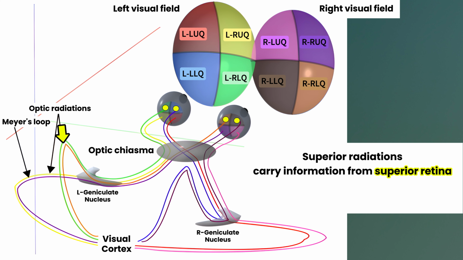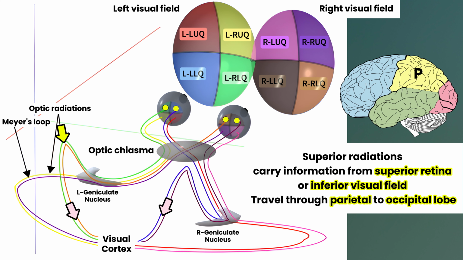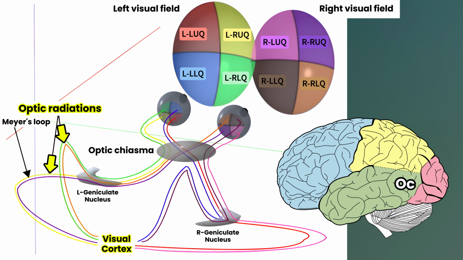The superior radiations carry information from the superior retina or inferior visual field and travel directly through the parietal lobe to the occipital lobe. The optic radiation synapse in the visual cortex of the occipital lobe near the calcarine fissure. The superior radiation synapse superior to the calcarine fissure, and the inferior radiation synapse inferior to the fissure.